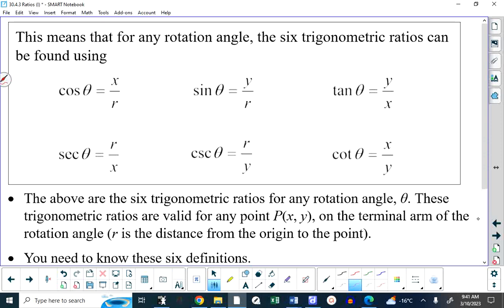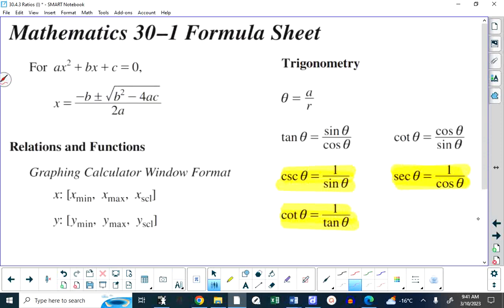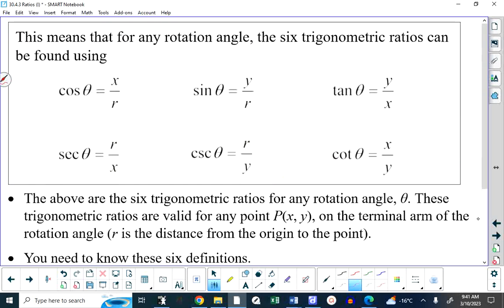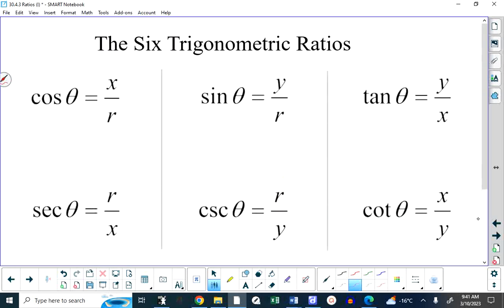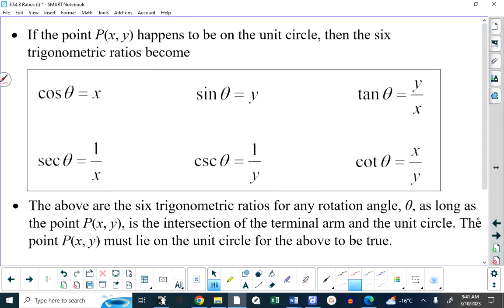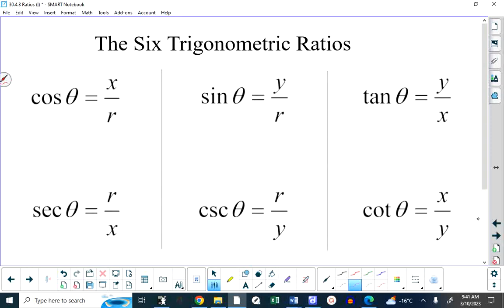None of this is on your formula sheet. The only thing that's on your formula sheet is what I've highlighted, among other stuff that's trig related but not related to this. So these are the 6 trigonometric ratios. I want you to notice something, and I would ask you to know these trig ratios. But if the point is on the unit circle, then r is 1.